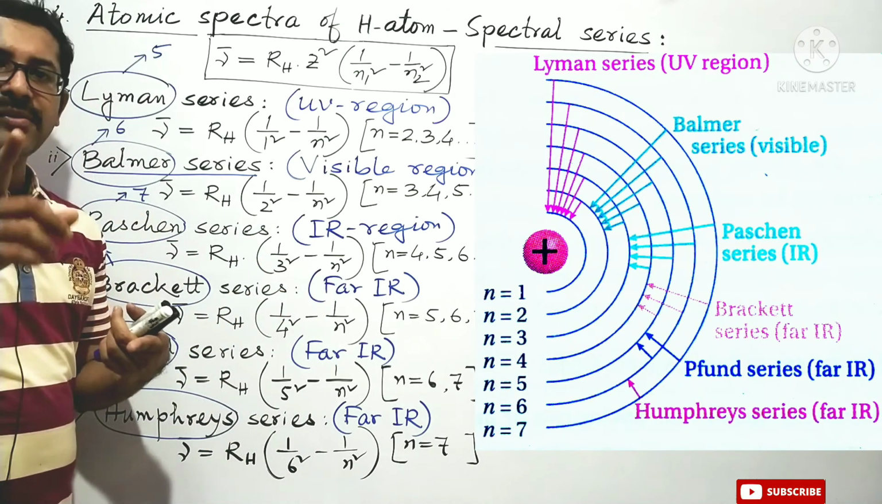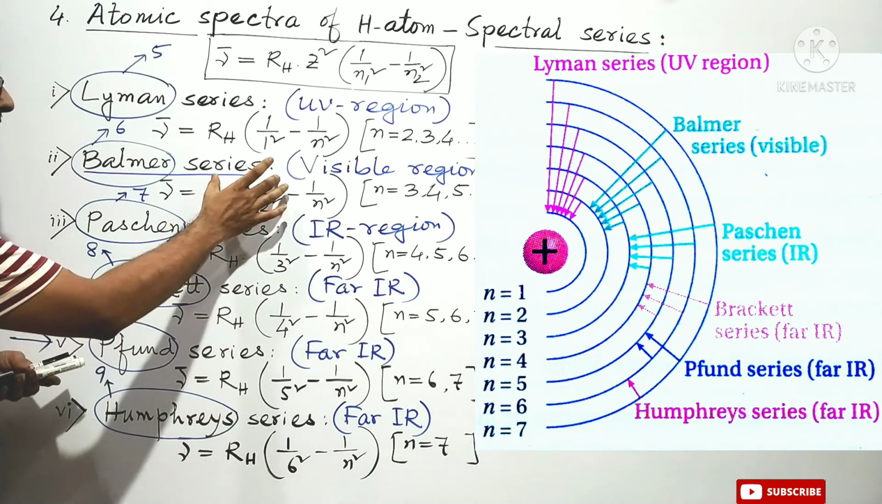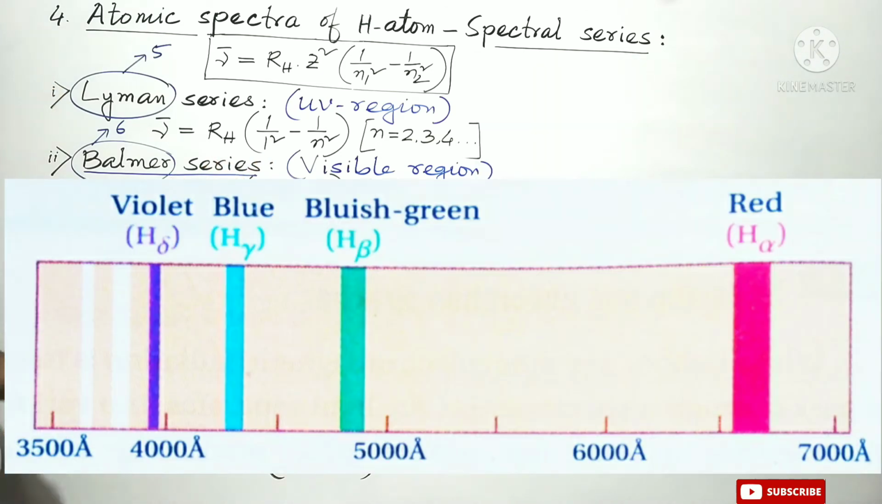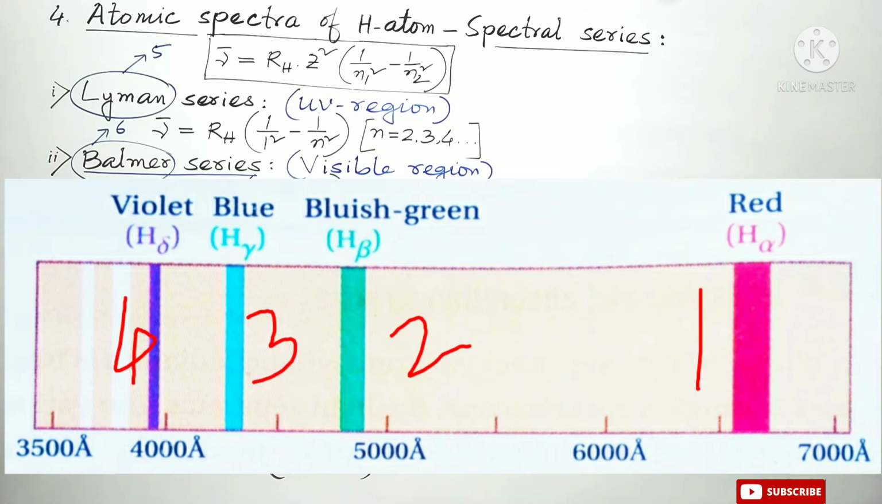Now we will go on the screen to see the 4 lines of Balmer series. Okay. Now look, these are the 4 lines. This is H alpha, this is H beta, this is H gamma and this is H delta. These 4 lines we find in the visible region of Balmer series. Look, this H alpha line occurs in the red region. It is red in color. This H beta line is bluish green in color. This H gamma line is blue in color, and H delta is violet in color.